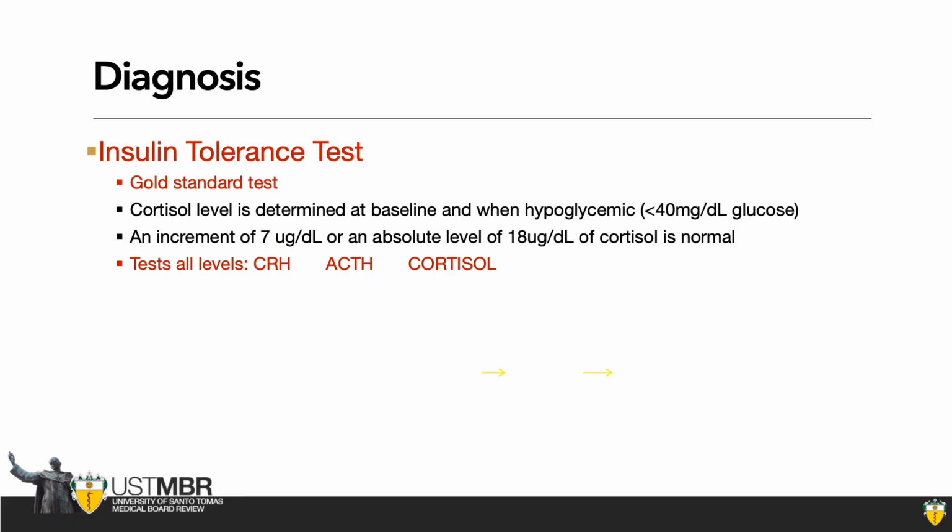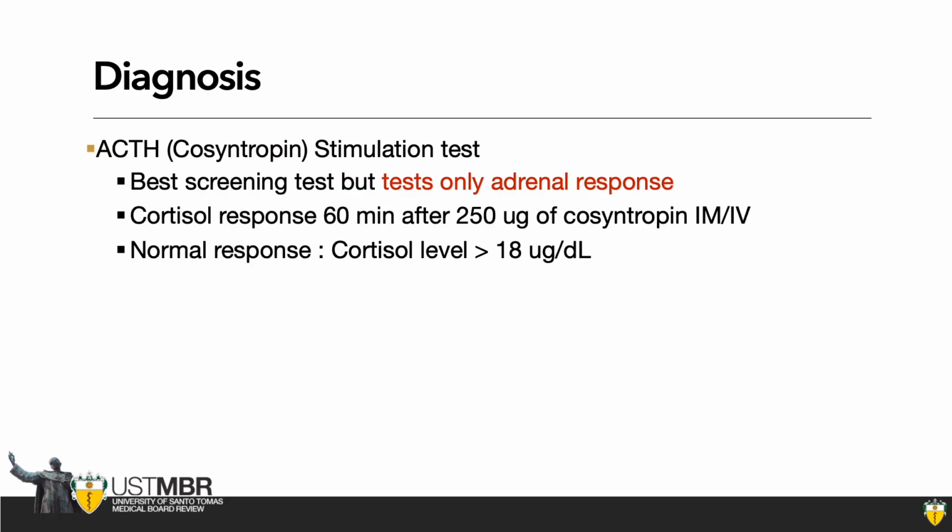It's supposed to stimulate the whole system. Since hypoglycemia is a stress, it will activate the whole system. And at the end, you measure the cortisol. If it did not go up, there's something wrong somewhere. It could be the pituitary, it could be the adrenals. You don't know yet. You need to measure ACTH to differentiate which level is defective. One can also do an ACTH stimulation test with an artificial ACTH called cosyntropin to see whether the adrenal glands will respond appropriately or not.